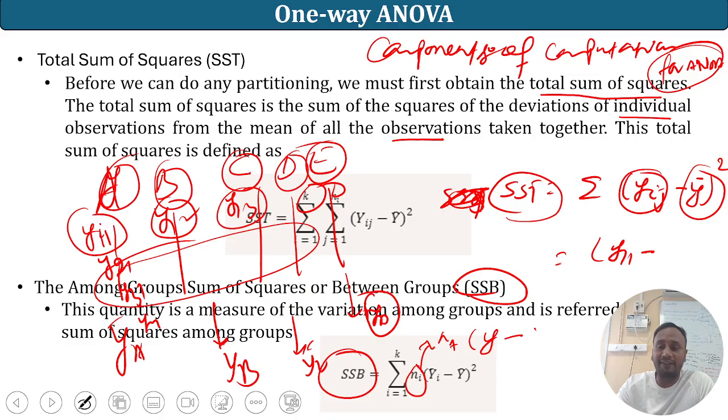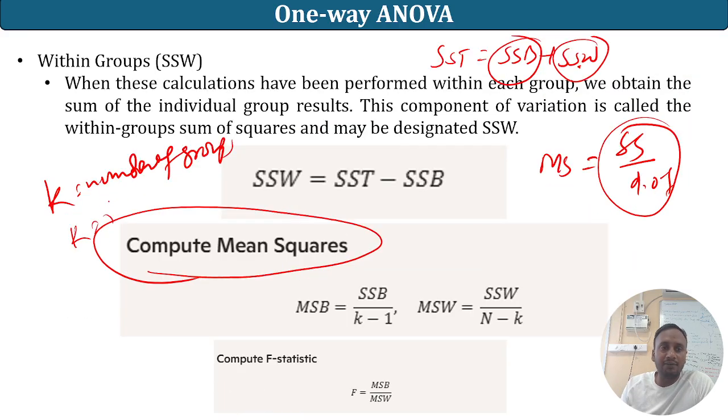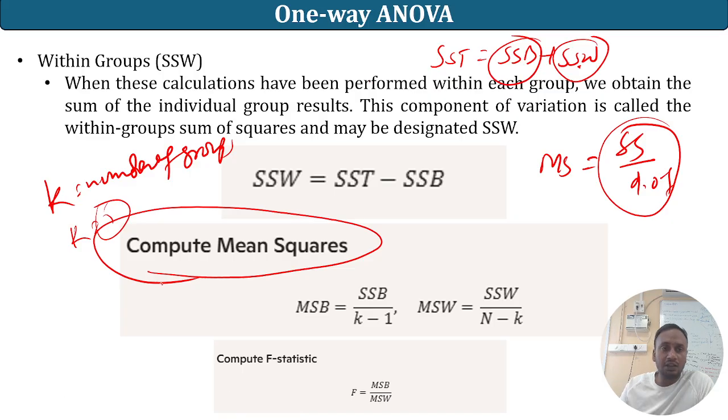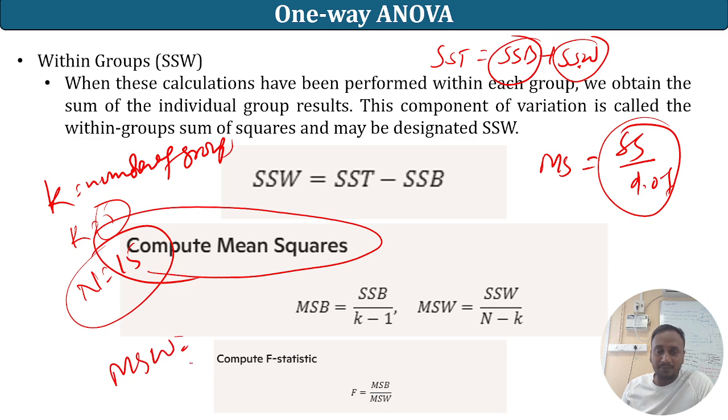Let's say I took K equal to 5. How many numbers are there? 5, 5, 5, so 15 numbers. So the total number will become 15. Then after the MSW, it's going to be SSW by N minus K. It's again a degree of freedom. And if we talk about the total degree of freedom, it will become N minus 1.